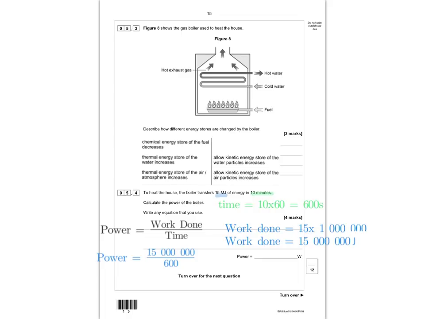So then you can see I've put 15 million over 600, and that gives me an answer of 25,000. And 25,000 there is the correct answer. So if you get 25,000 watts, you get all 4 marks. But in terms of where the marks are allocated, you get a mark for doing 10 times 60 to get 600 seconds, that's 1 mark. You get a mark for saying 15 times 1 million to get 15 million joules, that's the second mark. And then you also get a mark for saying 15 million over 600. Getting that all out to be 25,000 gets you the 4th mark. So please now mark your work and give yourself a value out of 12.